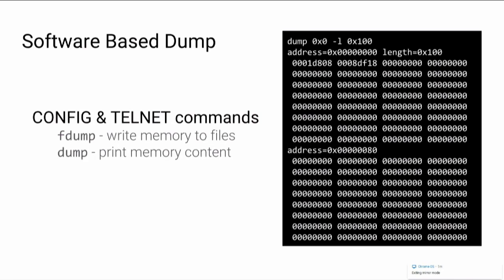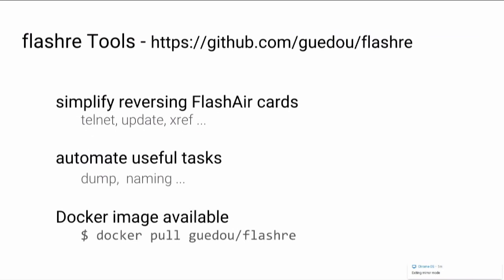So for this project, I developed a tool called FlashRay that you can get on GitHub. That's a collection of tools for reversing and interacting with the FlashAir. For example, you can use them to telnet to the cards. Also, you can use them to dump memory. You can get it online, or if you're lazy like me, you can get the Docker image. And the Docker image is really useful because it contains all the tools that I will use today. And again, you will be able to do everything that I'm presenting. So let's try to use this FlashRay command in order to get a bigger binary.